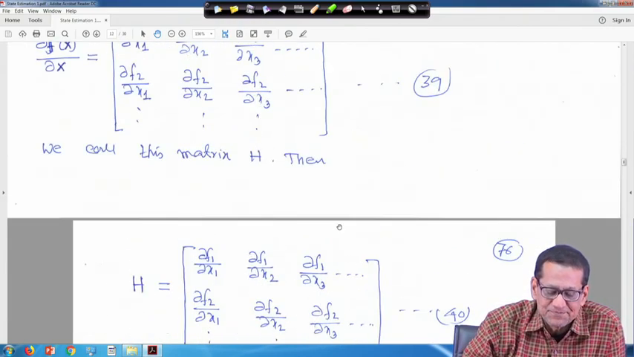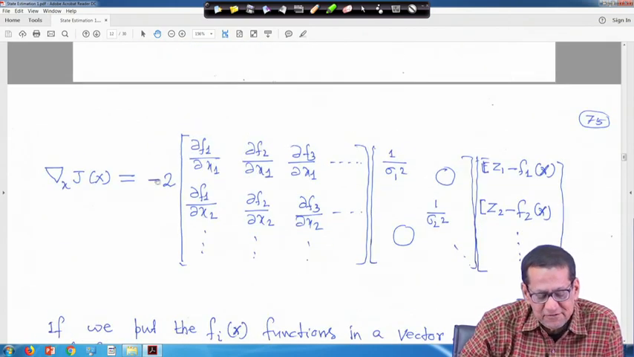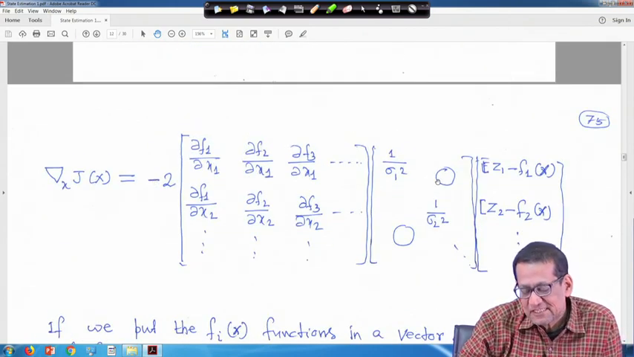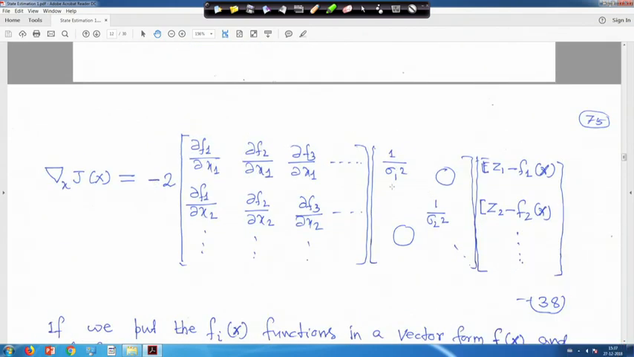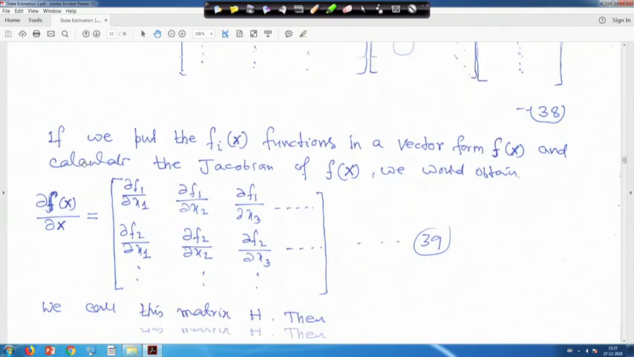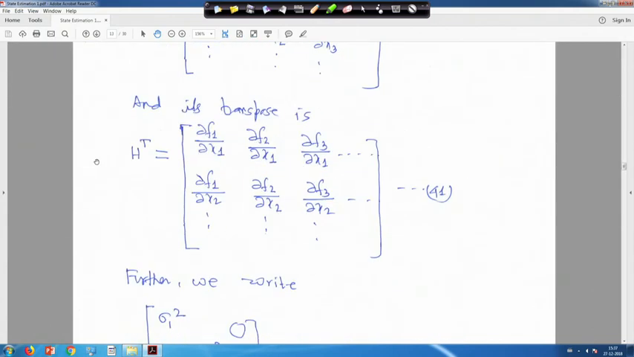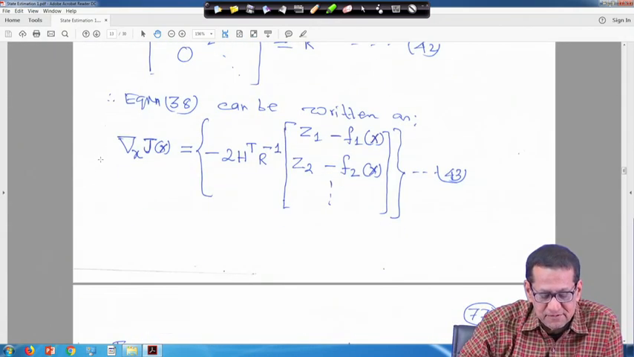That means this equation is minus 2 H transpose then R inverse, because R is equal to sigma 1 square, sigma 2 square like this, and these are all 1 upon, other elements are 0, that is why R inverse, and this is Z 1 minus f 1 x, Z 2 minus f 2 x, right. So, this is the equation 43, right.